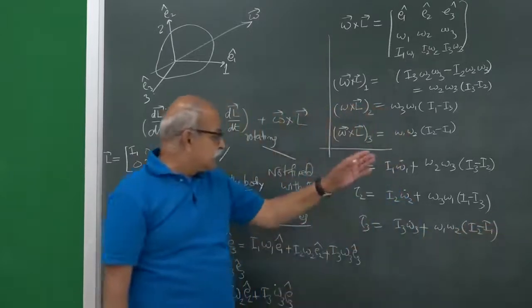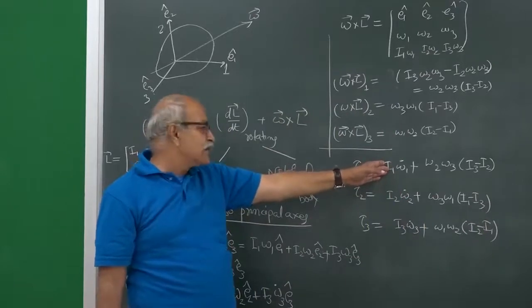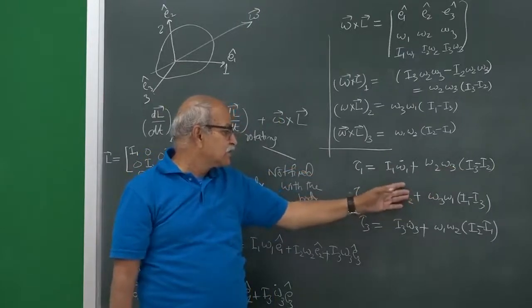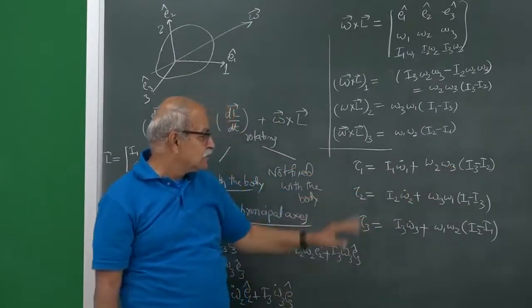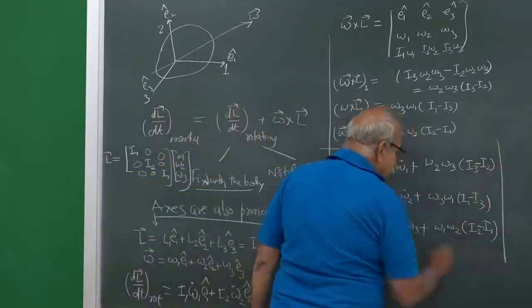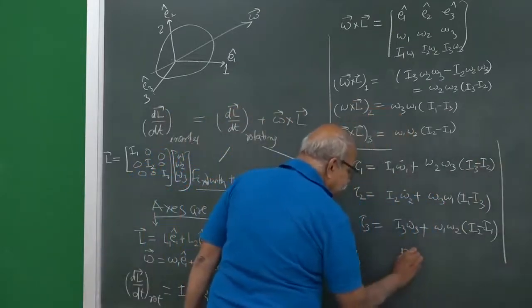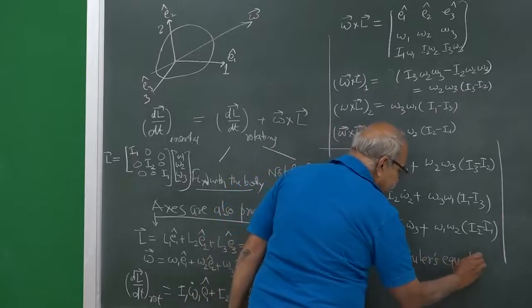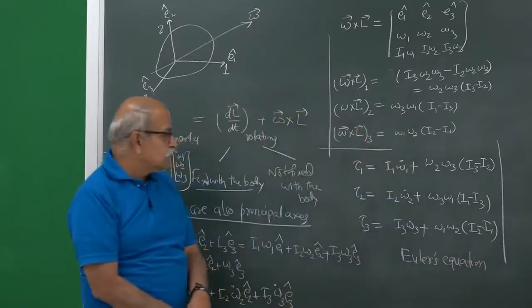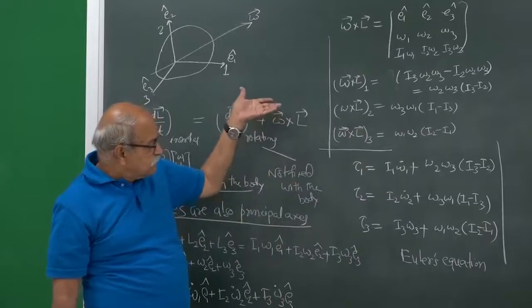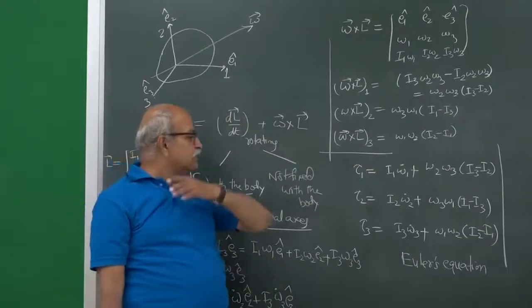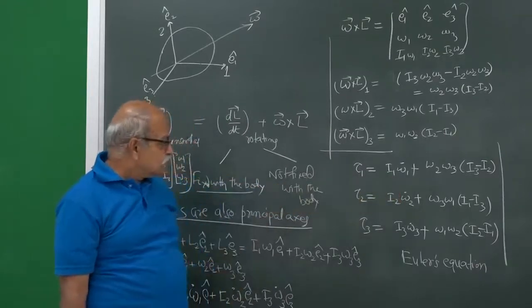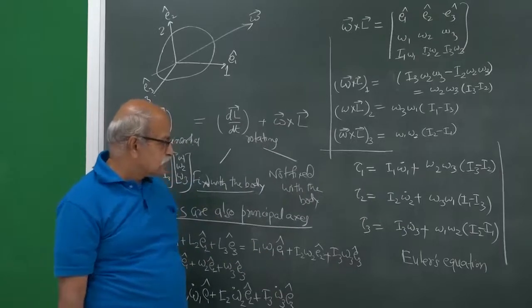In fact, if you have written one, do a cyclic permutation of these indices and you get this, and do a cyclic permutation of this, you get this. So, these are the equations, they are named as Euler's equations, Euler's equations for this rigid body motion. So, if it is easier to use this frame, you can use these equations to describe the motion. So, let us take some examples of using these Euler's equations.